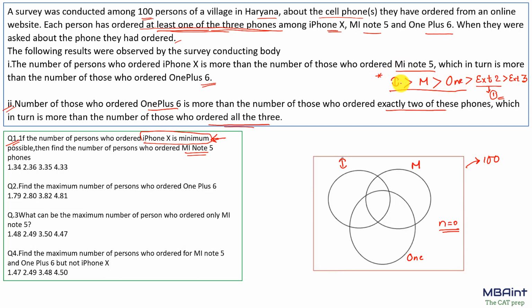It can only be minimum when all these three sets, iPhone, MI and OnePlus, are almost equal or just greater than each other. What I mean to say is, let's suppose, just taking a rough calculation, that iPhone, MI and OnePlus do not overlap. In that condition, trying to make them almost equal, this would be 34, 33 and 33, right? Now because the minimum value of exactly 2 is 1, it means that there is an overlap, and still our condition is not satisfied.